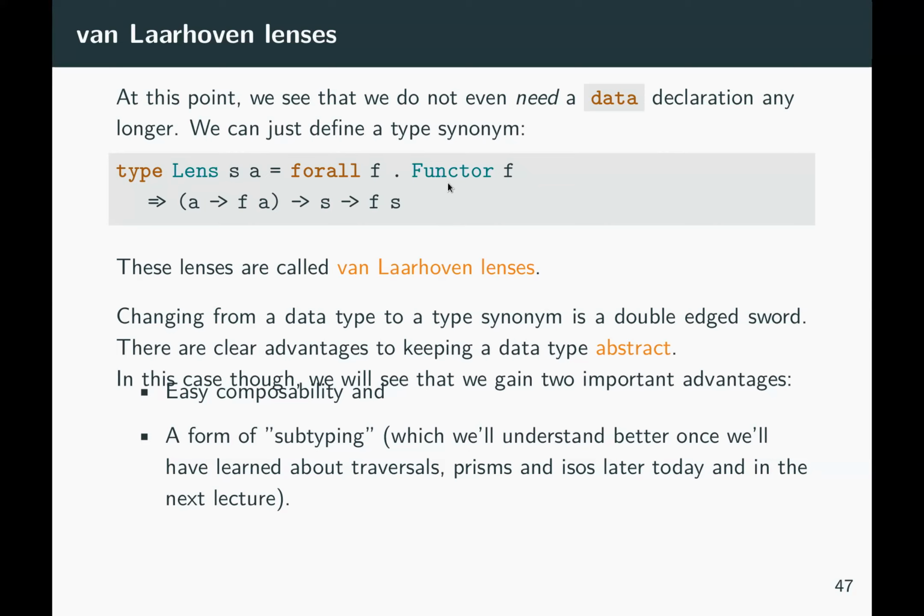It's a rank-n type. And it's not at all obvious why this type has anything to do with getters and setters. But I hope that I motivated this by going step by step from the naive definition, just using a getter and a setter, to arrive at this one. And these are called van Laarhoven lenses, so this form. And that's not the only way. There are a couple of lens libraries on Hackage. The most prominent and widely used one is called Lens and uses this definition more or less.